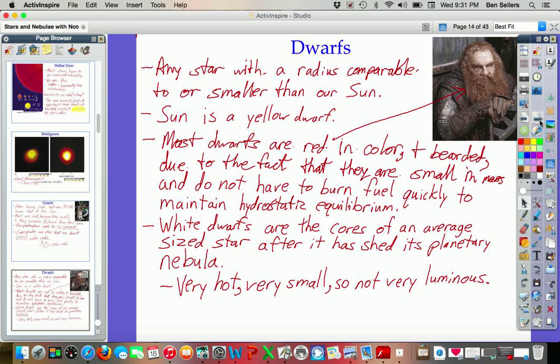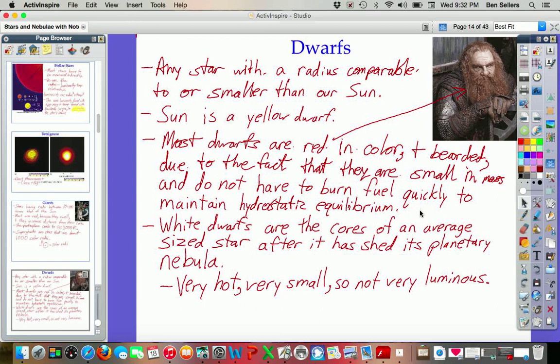Dwarfs are any star that's the same size as the sun or smaller. Most of them are red in color. They're not quite bearded. They do not have to burn a lot of fuel to maintain hydrostatic equilibrium. If you remember what that is, that pressure out and gravity in. Because they don't have as much gravity, they don't have to burn as much fuel, so they last a lot longer. And they're therefore burning at cooler temperatures, which makes them red.